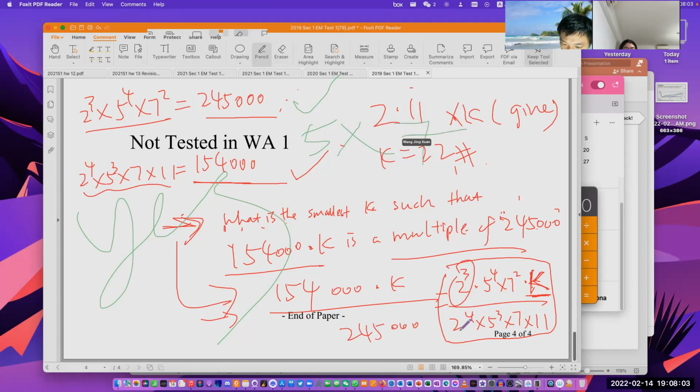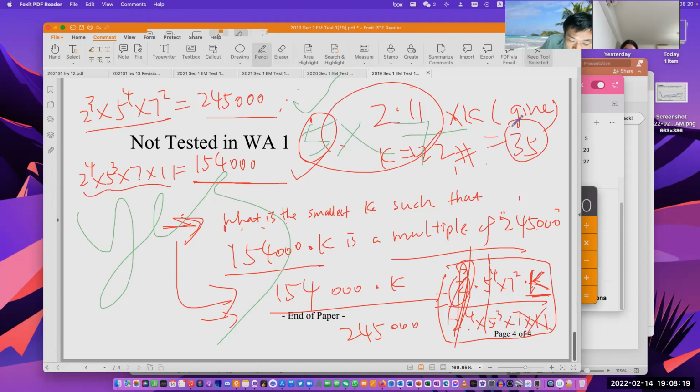Then you will see that 2 can already, no need, because 2 to the power of 4 divided by 2 cubed, no need for 2. 5 to the 3 and 5 to the 4, you need a 5. Very good. Need a 7. Very good. Do you need 11? No need. So it's 35. Okay, if they ask for the answer, it's 35. Are you clear?